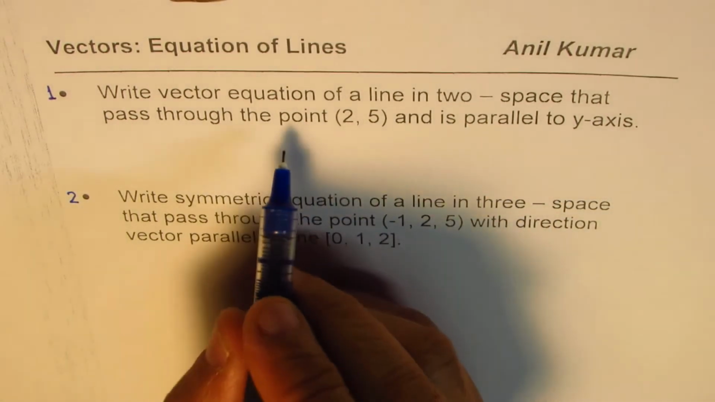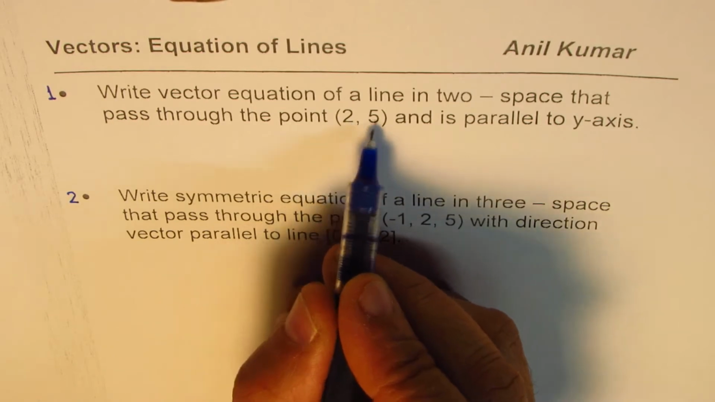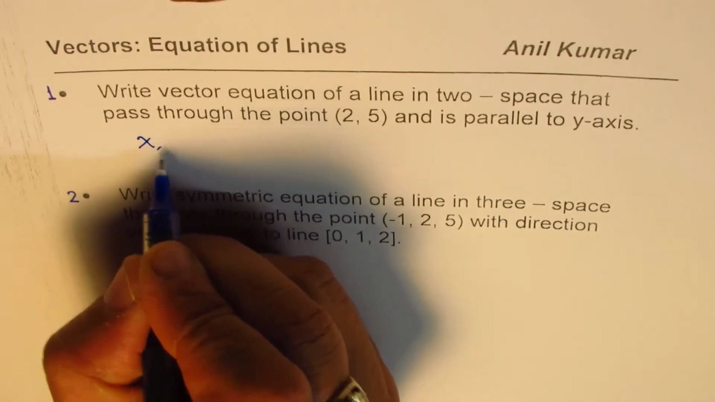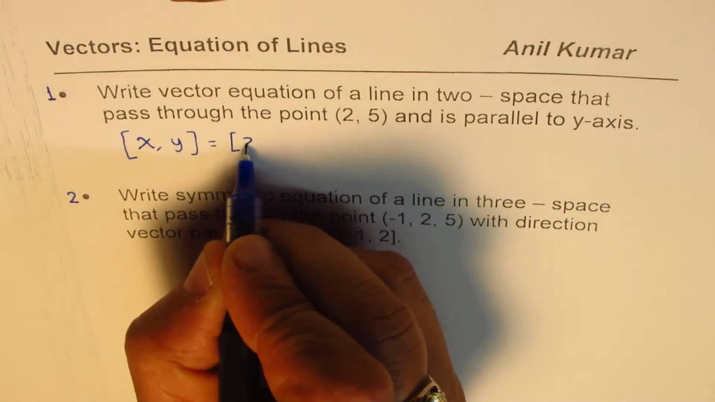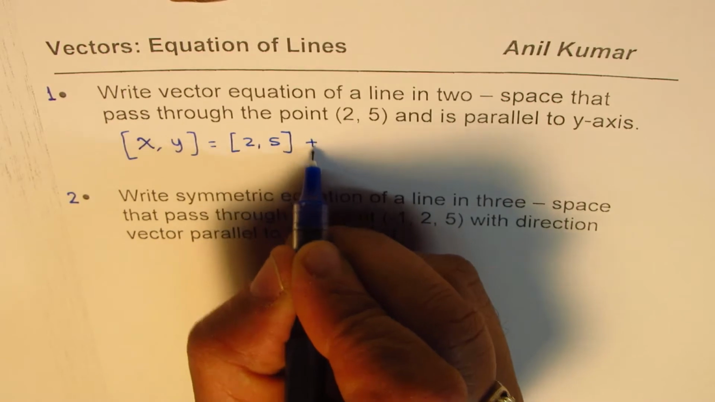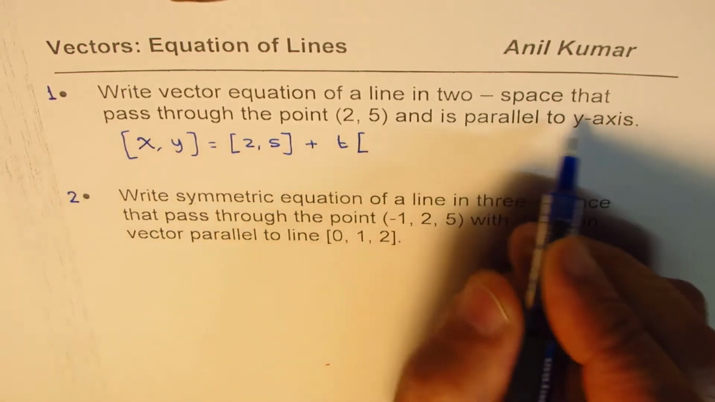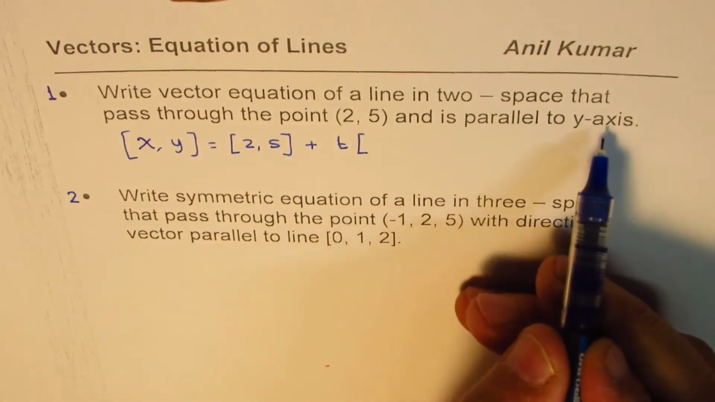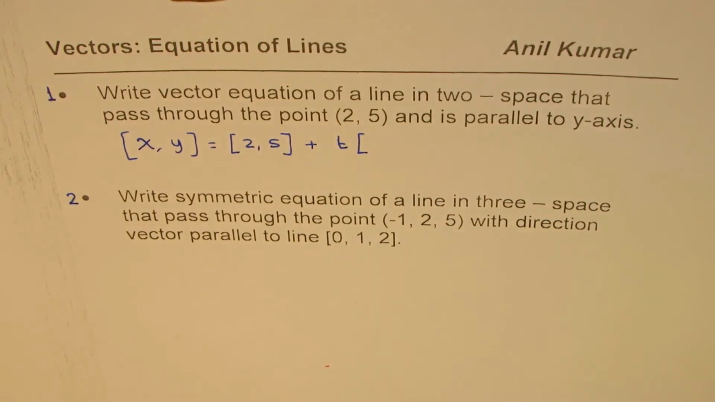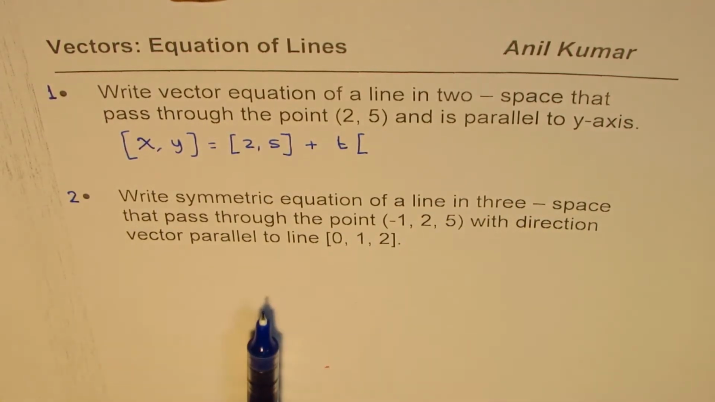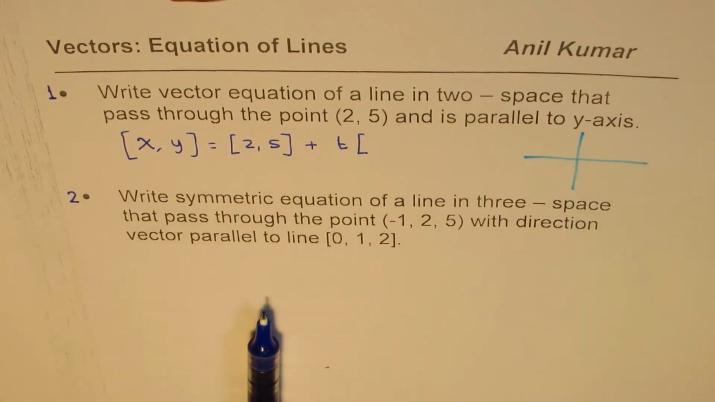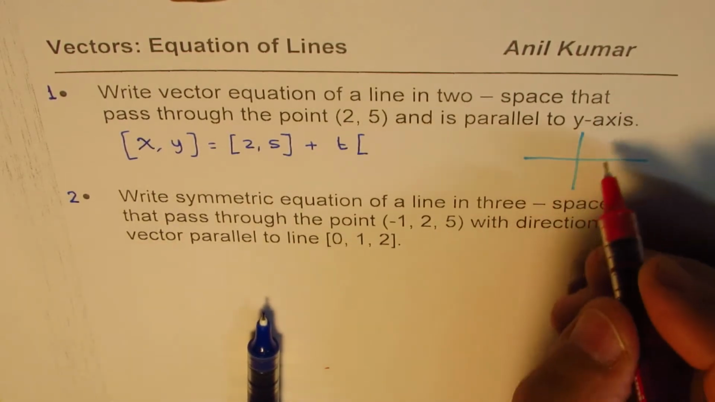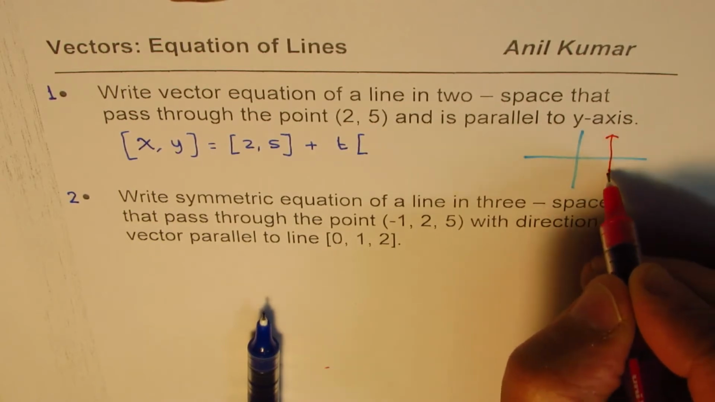Okay, so we are given a point here, (2, 5). So we could write the vector equation (x, y) as equal to the point, which is (2, 5), plus t times the direction, right? So the direction is parallel to the y-axis. Now, parallel to the y-axis means what? Let's try to understand this part. That really means that if I have x and y coordinates here, I'm trying to draw a line which is parallel to the y-axis. That means it's kind of like this, right?